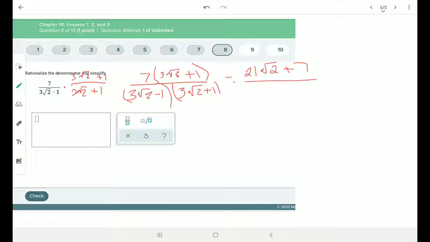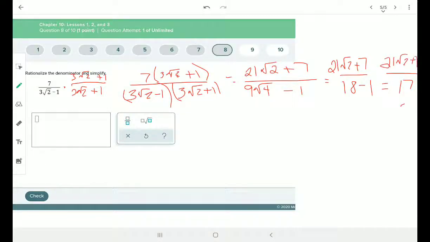And now we have to use difference of squares for the denominator. So 3 times 3 is 9, and then 2 times 2 is 4, so 9 root 4, and then minus 1. We know that the square root of 4 here is 2, so 9 times 2, which is 18, minus 1, which is 17. So my denominator is going to be 17. And my top, I can't simplify, unfortunately, because we have no common factors, so we have to leave it as it is. So 21 root 2 plus 7.